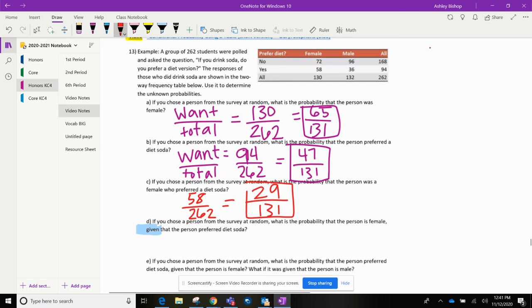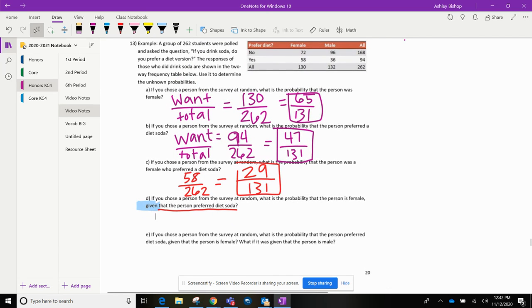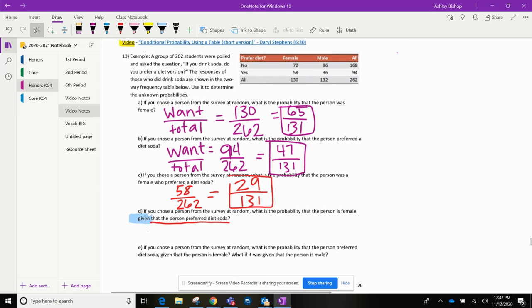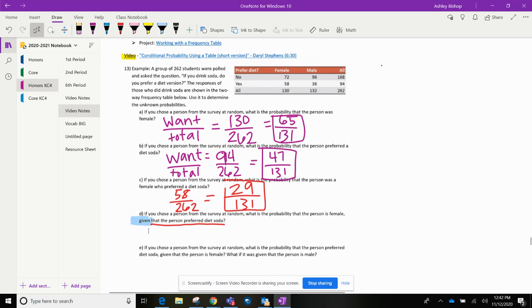You're given the event that came first is going to be whatever comes after the word given. That event came first. So the condition is that the person has to prefer diet soda. Then I want to pick how many people are female. So what has to be true is they have to prefer diet soda. Out of all the people that prefer diet soda, how many of them are females? So the condition that they prefer diet soda has to be met. So I'm going to find all the people that prefer diet soda and I'm going to highlight it because my answer, both the numerator and the denominator in my fraction, can only come from that highlighted line.